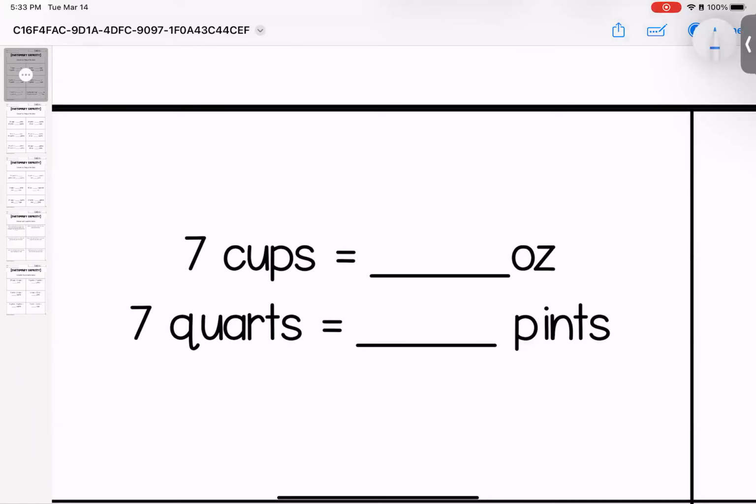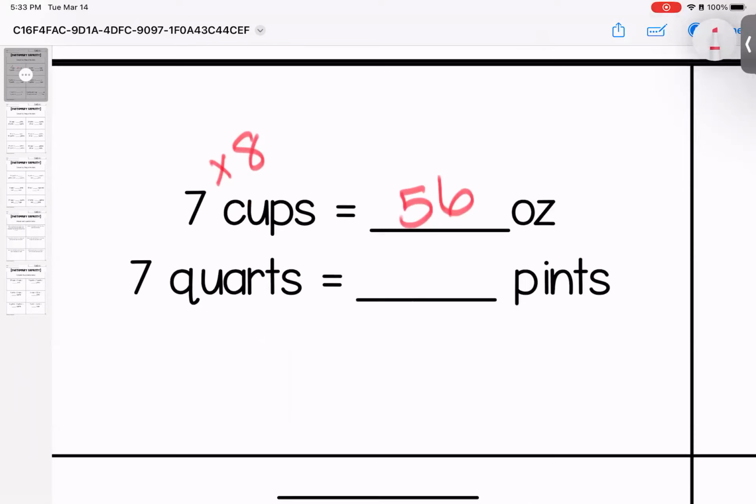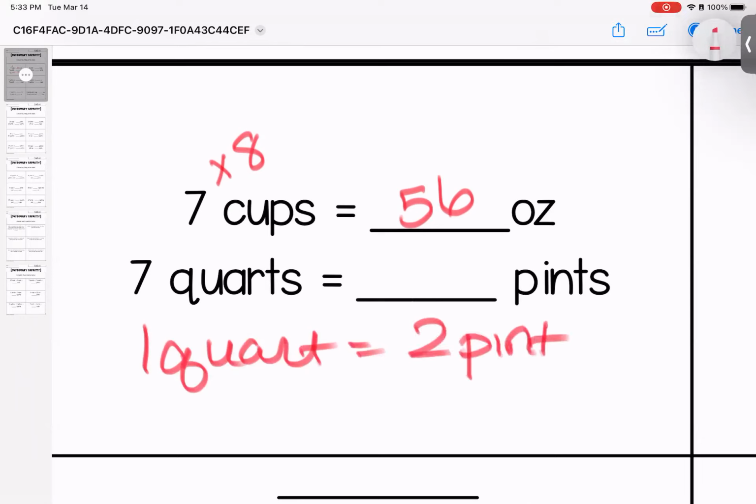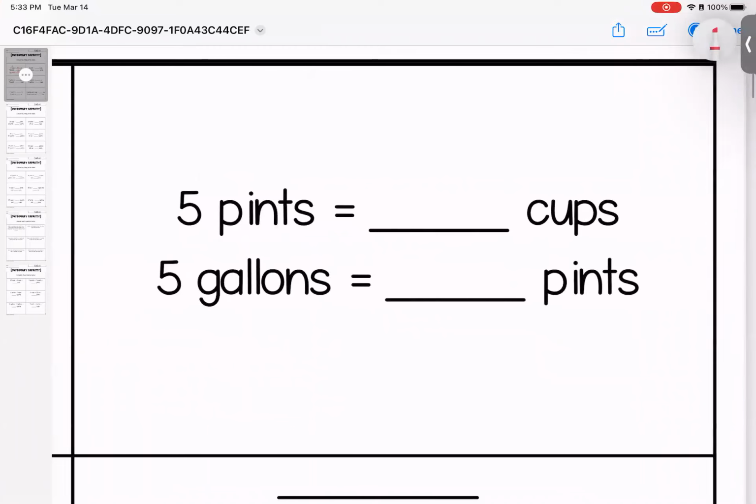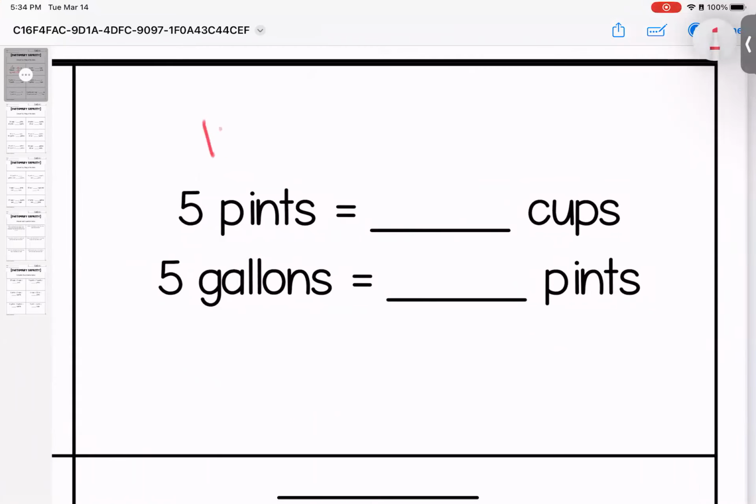So we are starting with cups to ounces. There are 8 ounces in every cup, so 7 times 8 gives me 56 ounces. Going quarts to pints, 1 quart equals 2 pints. So that means we're going small to big. We're going to multiply. 7 times 2 gives me 14 pints. Coming over here, pints to cups. There is 1 pint for every 2 cups. I am growing, so 5 times 2 is 10.